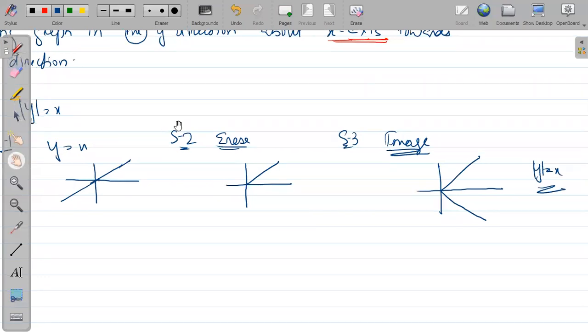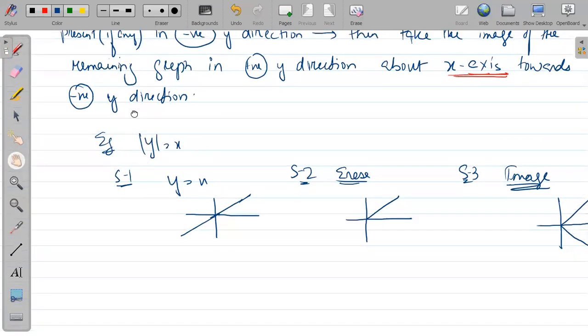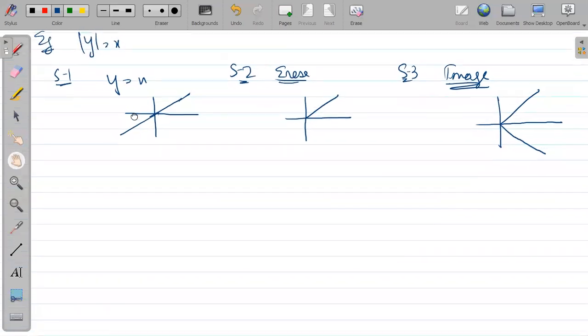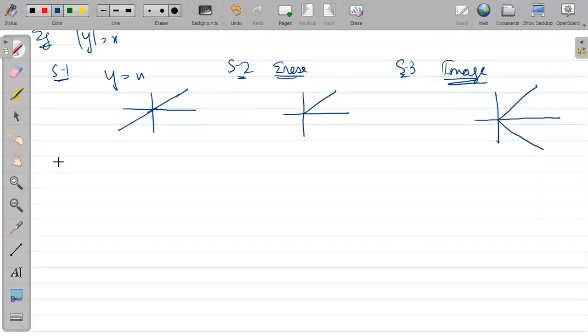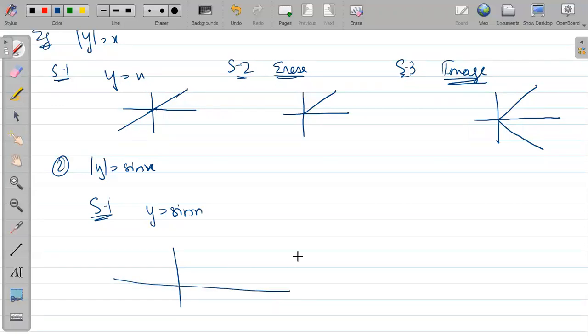Have you understood? Let me have a different example from which you will get a better idea. Suppose I am taking mod y equal to sin x. Here the laddu will come, see how. Mod y. First step is what? We have to draw the basic function y equal to sin x. We know this one. Let me draw it.